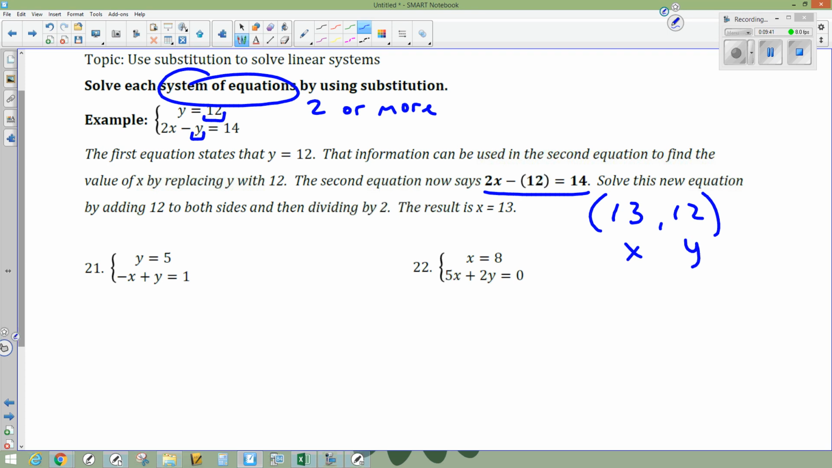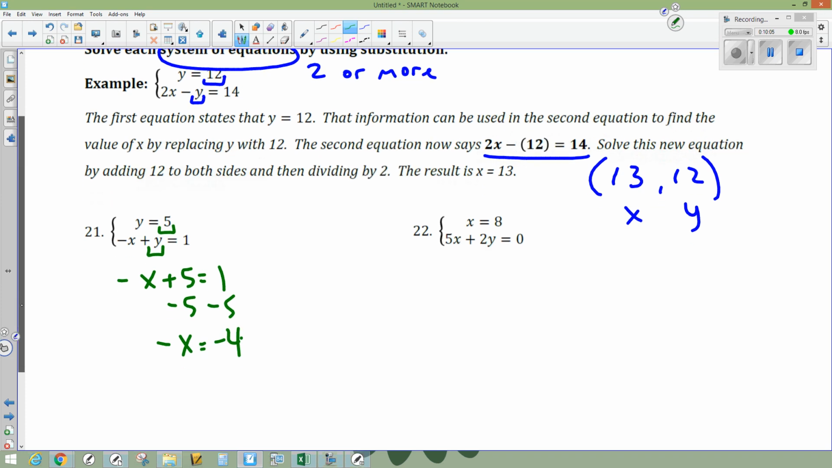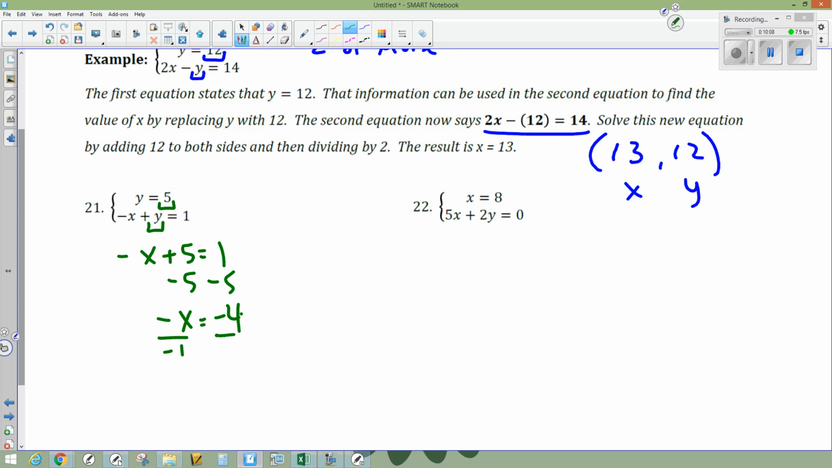Okay. So if I look at 21, same idea. I have y equals 5, so I'm going to take 5 and put it in place of y right here. So that gives me negative x plus 5 is equal to 1. And now I want to solve for x, so I'm going to subtract 5. So I get negative x is equal to negative 4. Then I see that I have a negative x, so I need to divide everything by negative 1. So I'm going to get x is equal to positive 4. So my answer here is the ordered pair 4, comma 5, because this is x and y.